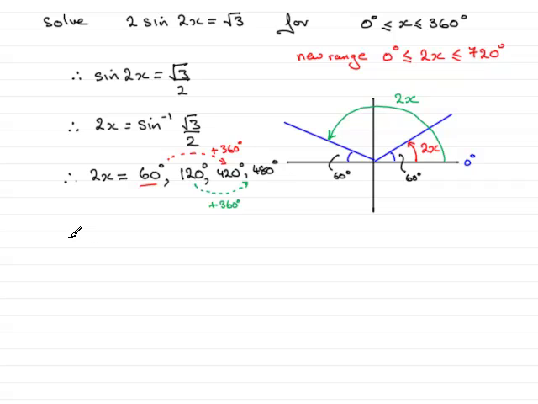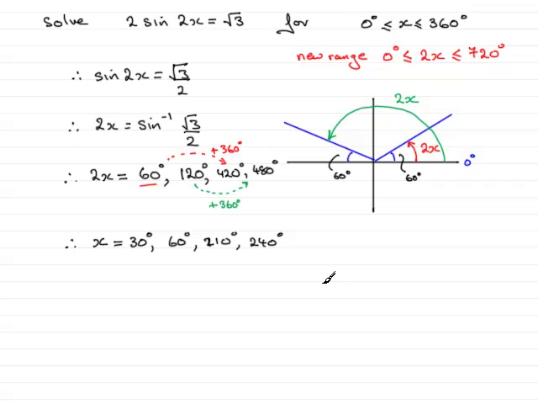All I need to do now is simply divide each one by 2. If I halve the 60, that's clearly 30 degrees. Half of 120 degrees is 60 degrees. Half of 420 is 210 degrees. And half of 480 degrees is 240 degrees. And there you have all the solutions between 0 and 360 degrees.